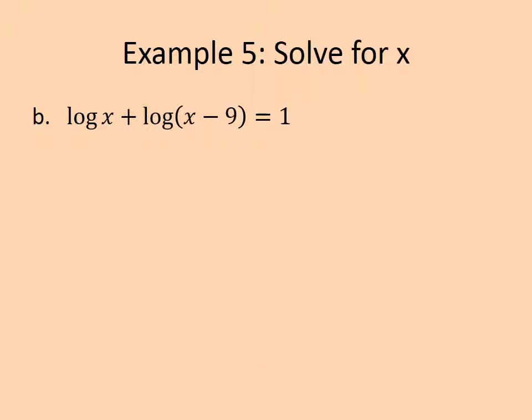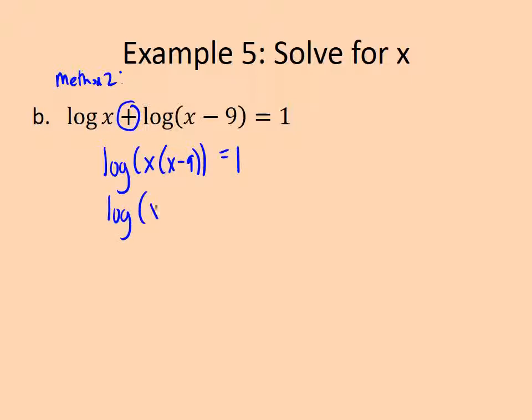We will solve the same equation that we just did using method 2, so you can see the other method. We still have to start the same way. We must combine to make one logarithm. So since we have a plus, we know that when we condense logs when they're added, that becomes multiplication. So we have log of x times x minus 9 equals 1. We'll distribute. So log of x squared minus 9x equals 1.